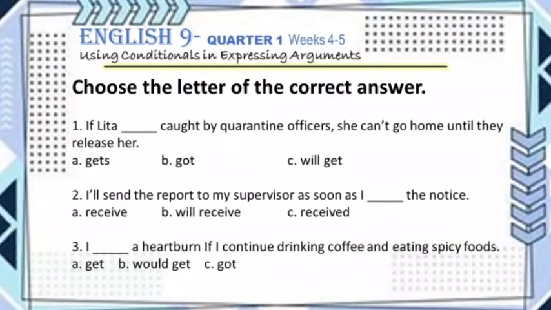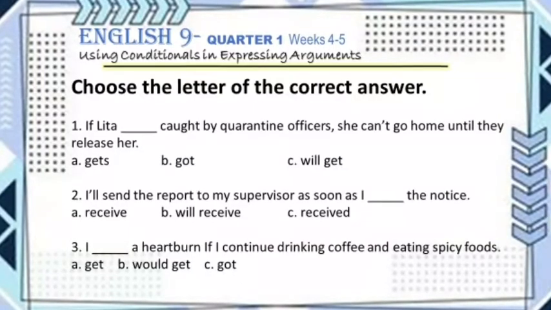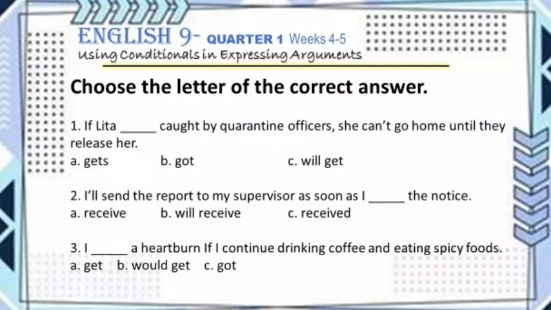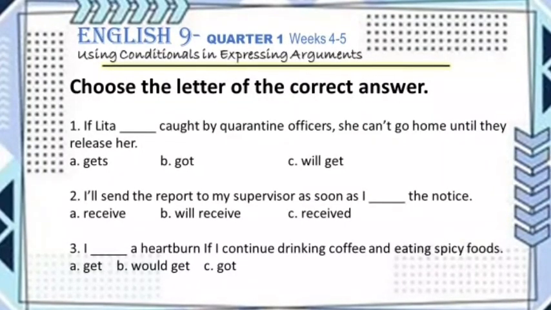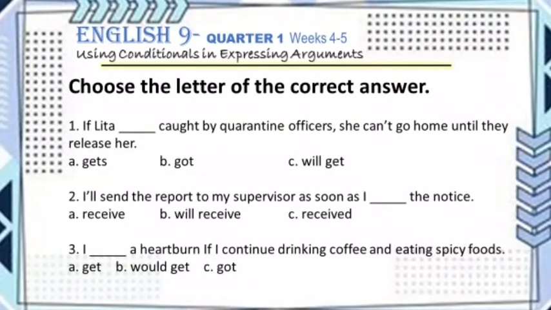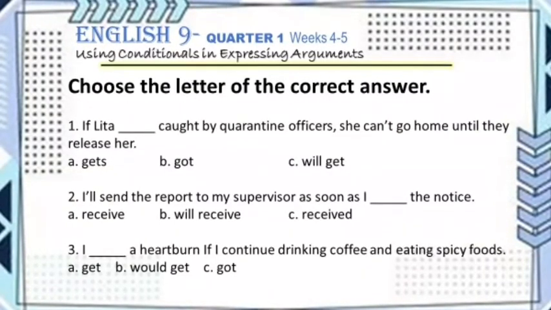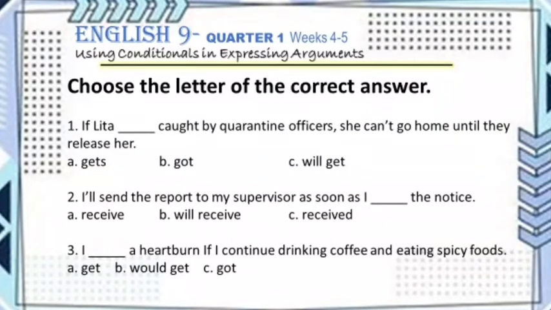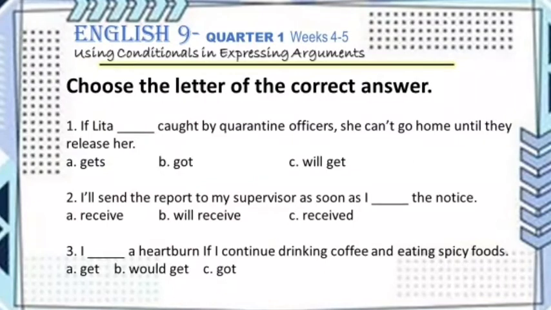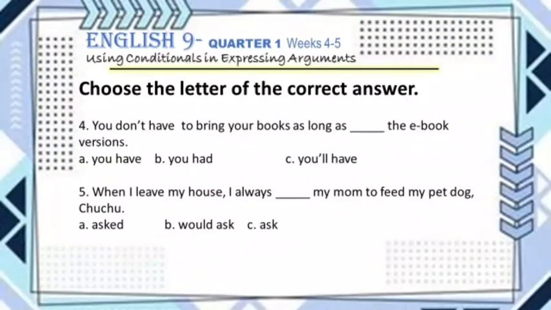A. received, B. will receive, C. received. Number 3. I blank a heartburn if I continue drinking coffee and eating spicy food. A. get, B. would get, C. got.